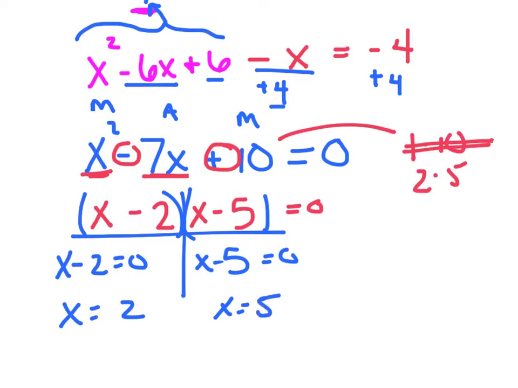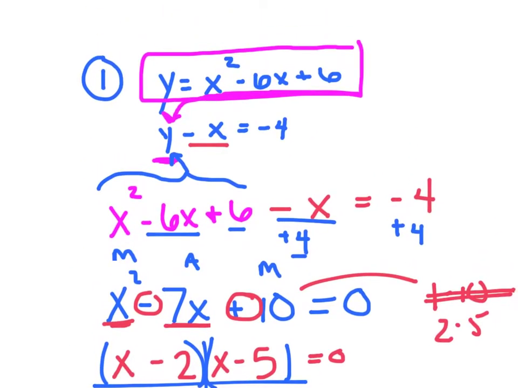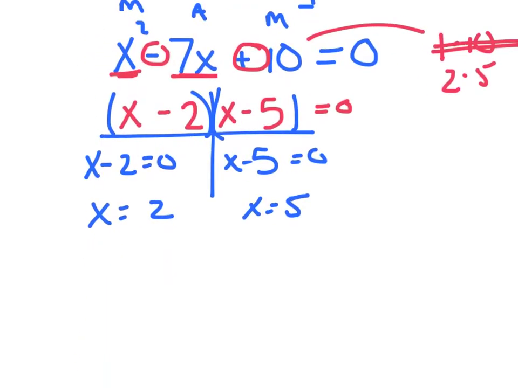Now, most importantly, I need you to remember, you are not done there. Remember, everything intersects at a point. So I need to go back and substitute each x value in to get a y value. Now, here's the key, guys. It doesn't matter which equation you use. If you want to use the first one, go for it. If you want to use the second one, go for it. It doesn't matter. I'm going to use the first one because it says y equals, but again, it doesn't matter. y equals x squared minus 6x plus 6.